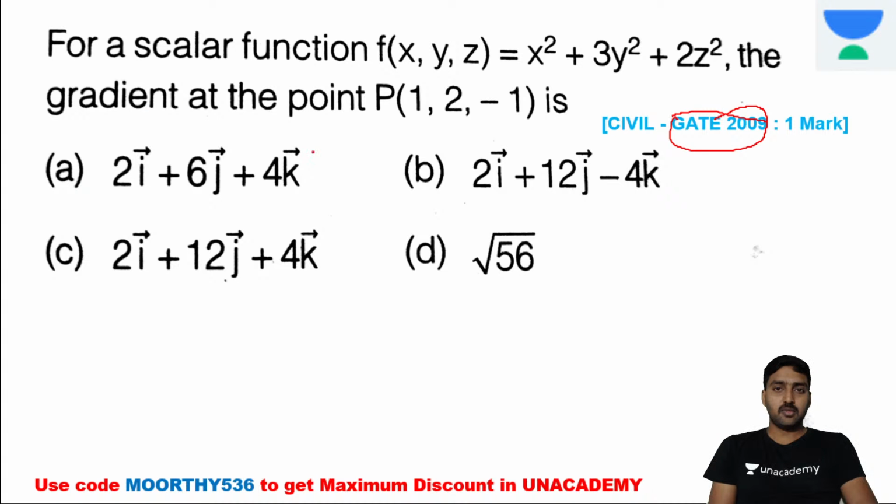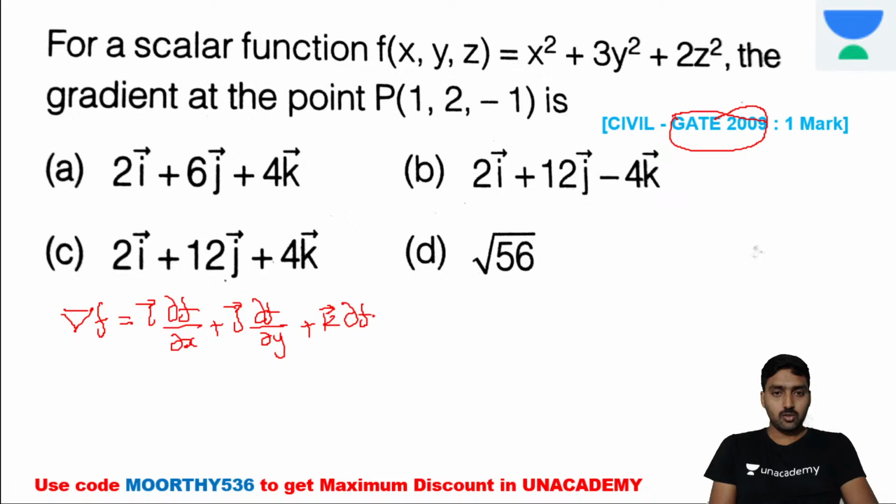So f of x comma y comma z, now we can take it as f. Del f we need to identify. Therefore, i vector into dou f divided by dou x plus j vector into dou f divided by dou y plus k vector into dou f divided by dou z. So these are all the terms we need to identify.